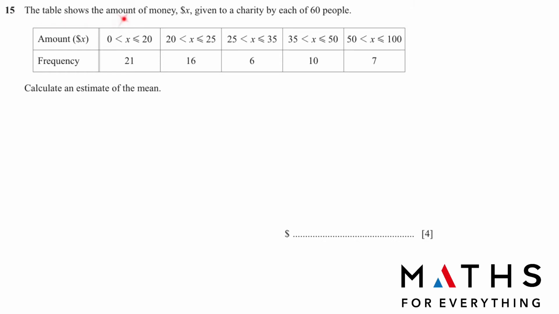Question number 15. The table shows the amount of money $x given to a charity by each of 60 people. Calculate an estimate of the mean. So this table has been given to us.